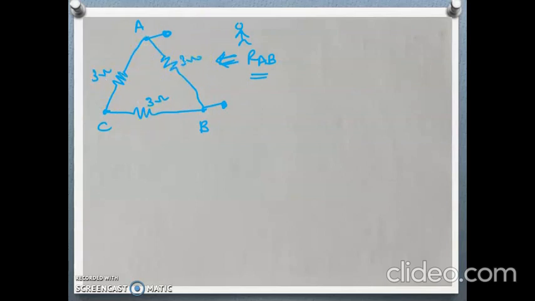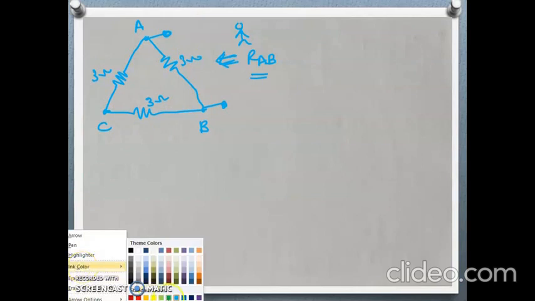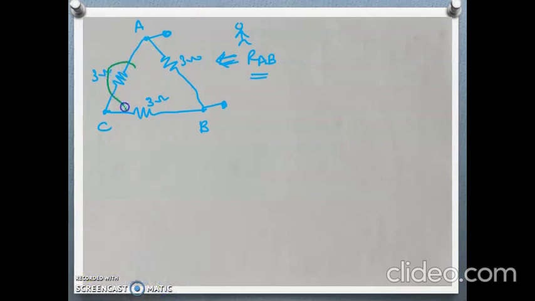So first we will reduce this circuit. This 3 ohm and 3 ohm are connected in series. Suppose we have given here current I, then it will be distributed in these two paths. This current will be same as this current, and again here, suppose this is I1 and I2. This will be the I1, this is also I1, this is also I1.